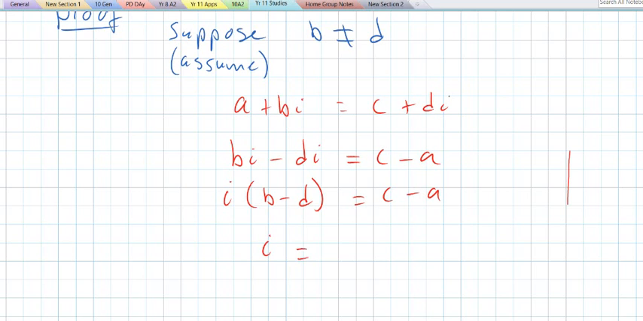Then we can divide by the factor of b take d. And the only reason we can do this is because b is not equal to d, and that's what we've assumed at the top. If b was equal to d, then we'd be dividing by 0. And as I've shown you, dividing by 0 is a bad thing in maths. That's one of the axioms I mentioned. You cannot divide by 0.